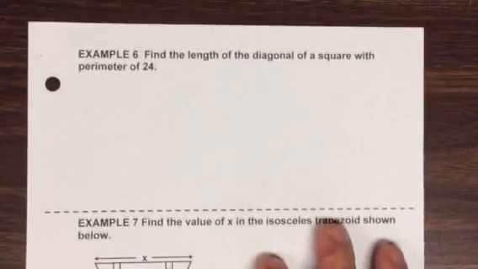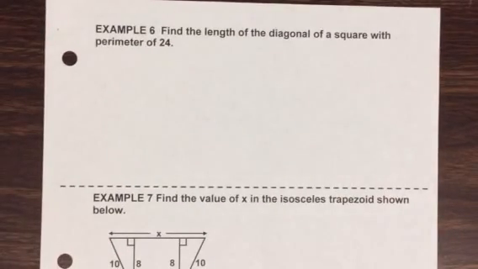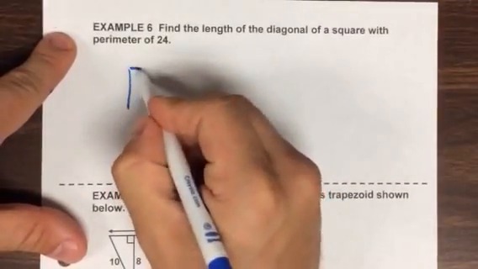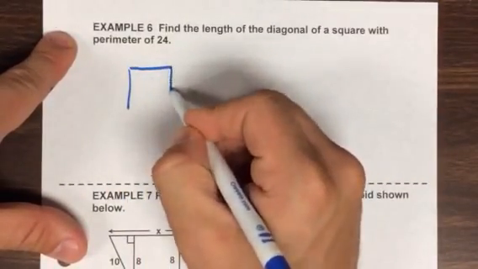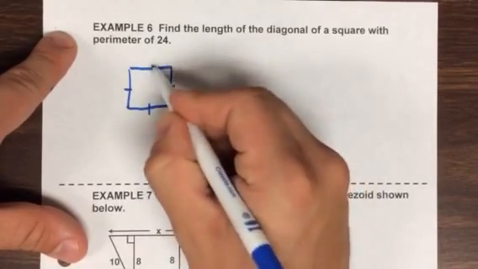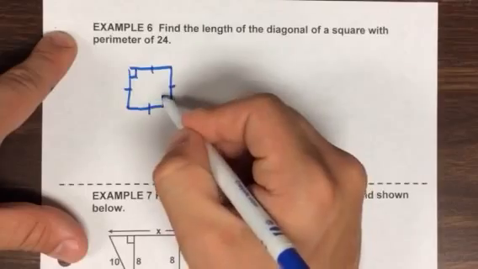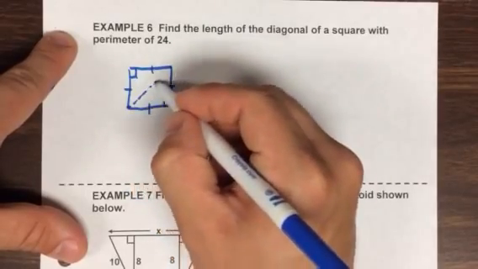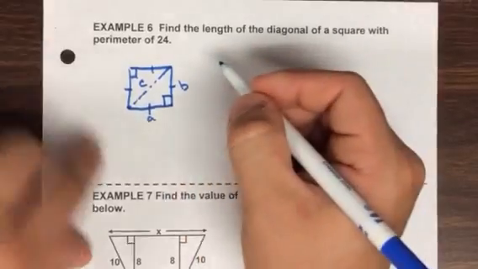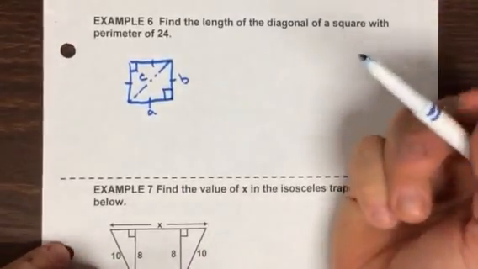Flipping the page, let's look at example number 6. Find the length of the diagonal of a square with a perimeter of 24. Well, the first issue I have is I have a square, and because I have a square, I know all 4 sides are congruent, and I know I have 4 right angles, which means as I create my diagonal C, I know A and B are going to be congruent to each other. Now the question is, what are A and B?